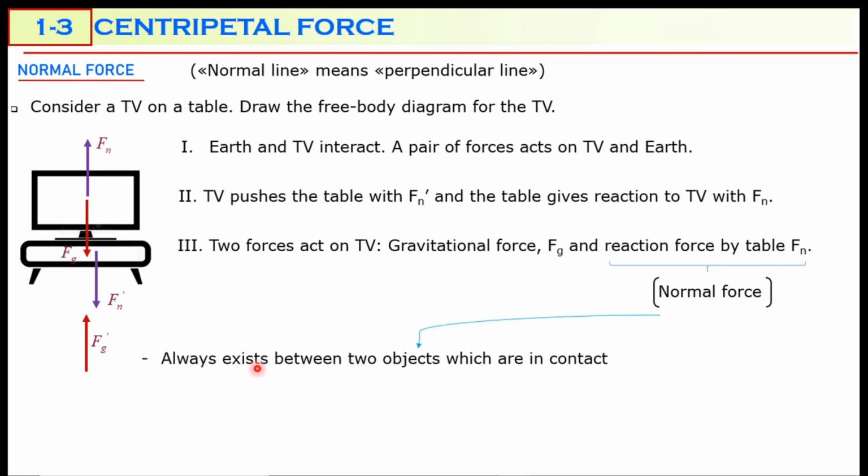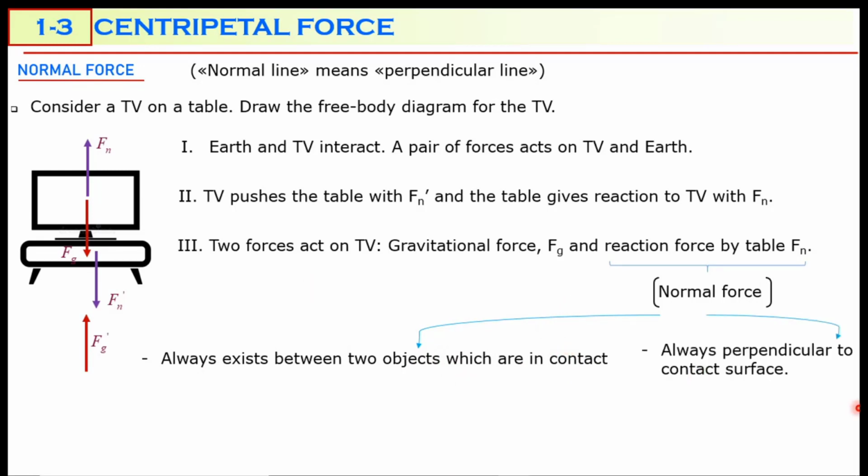So normal force always exists between two objects which are in contact. You see that this television and this table are in contact? Yes. So there will always be a normal force between this television and this table. Because I am just dealing with the television, Fn will be away from the table, in the upward direction. Normal force always exists between two objects, but the objects must be in contact. Don't forget that. In contact.